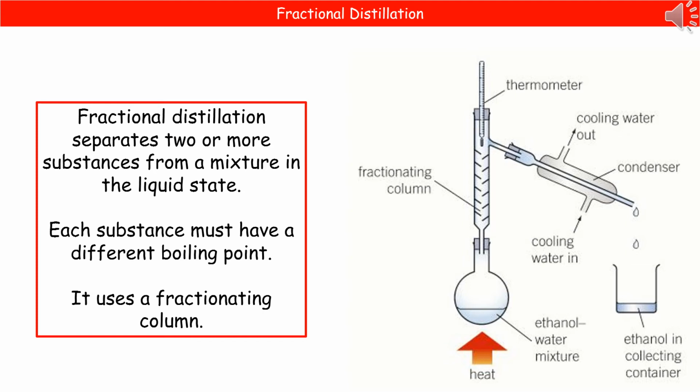So as we heat it up, the one with the lowest boiling point will turn to a gas first of all. As it passes down the condenser, it condenses to form the solution which drips out at the end. Then, as we go on to the next boiling point, we can collect the next fraction.